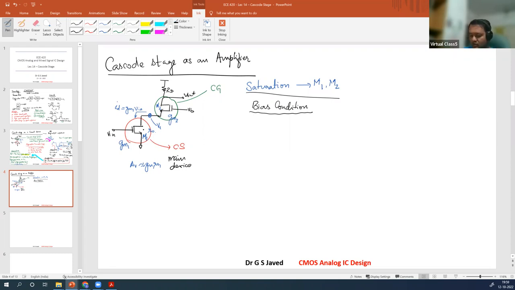Right? Now, let us begin the analysis. First one, for M1 to be in saturation, what is the condition you need to follow? VDS is VGS minus VT. So VX has to be greater than VIN minus VT. Okay, I will call this VT1. So what does this mean? What is the Vx value?